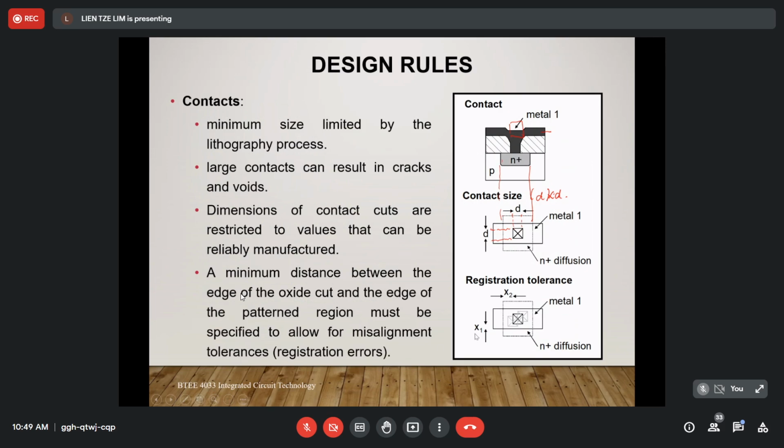So you see this figure. This is the misalignment tolerance that is allowed for the contact. We need to make sure that the contact is aligned correctly, and the misalignment is allowed, but with some tolerance. So if the contact is misaligned to the left side or right side, it is still allowed, but within the tolerance given. So this is about the minimum spacings for contact.